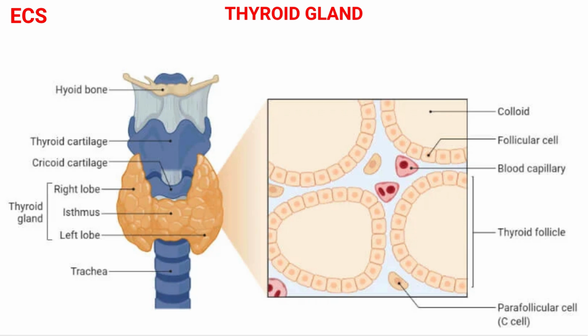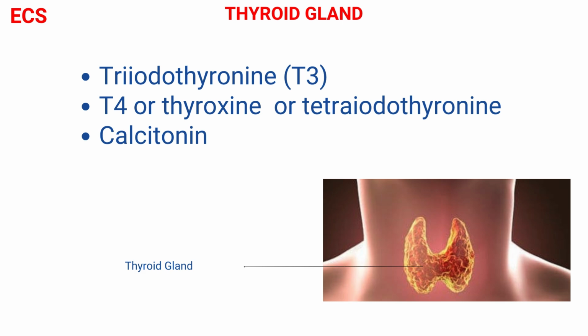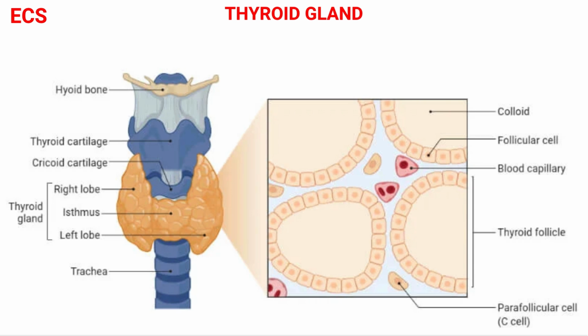The thyroid gland produces three major hormones. First one is T3, that is triiodothyronine. Second one is T4, that is thyroxine, also known as tetraiodothyronine, and calcitonin. The cells lining the sac secrete the two main hormones, T3 and T4. Unlike other glands, the thyroid gland can store the hormones for later use.